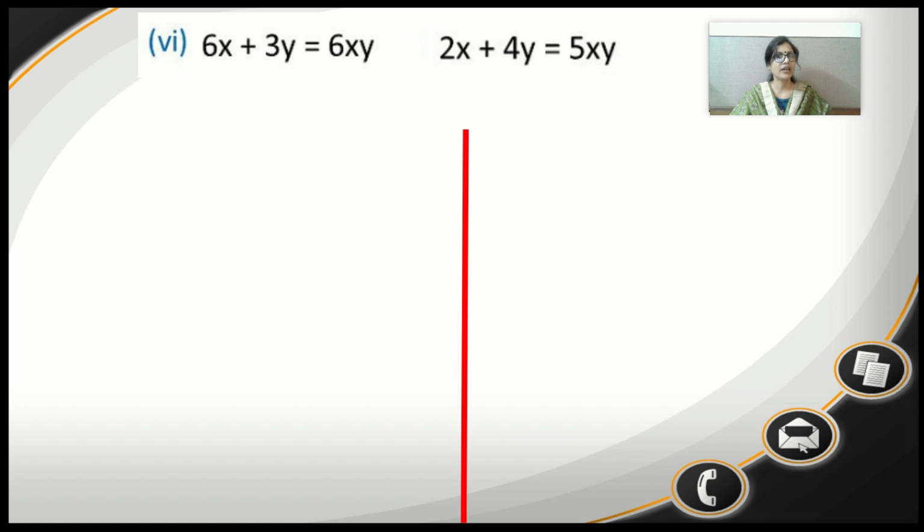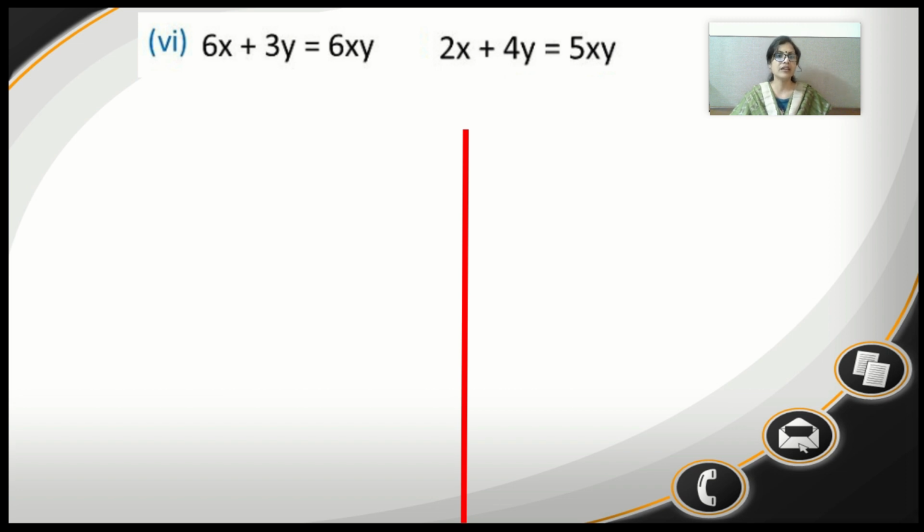3.6. Alright, so the question is 6x plus 3y is equal to 6xy, and the second equation is 2x plus 4y is equal to 5xy. If you look at both the equations, again these are not linear equations in two variables. If you compare this with the standard form, you can easily make this out. So let's reduce this to linear equations first.